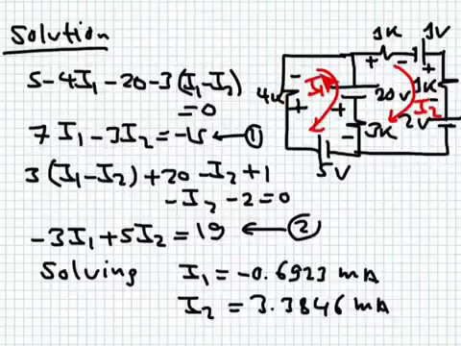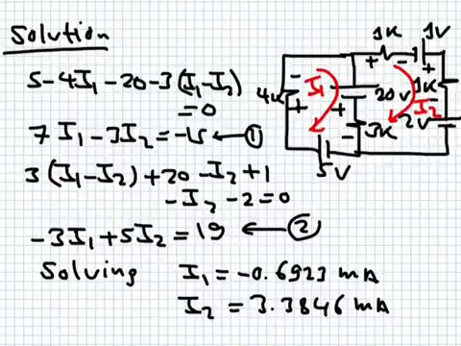Because this current is flowing from bottom to top, the polarity across the 4 kilo ohm is positive, negative. And in this branch, we'll assume that I1 is greater than I2. In this case, the drop across this 3 kilo ohm is positive, negative. Okay, so now we can go around with the right KVL. You have 5 minus 4I1 minus 20 minus 3 multiplying I1 minus I2 equal to 0. This is the same equation we got in the first approach. It's shown here.